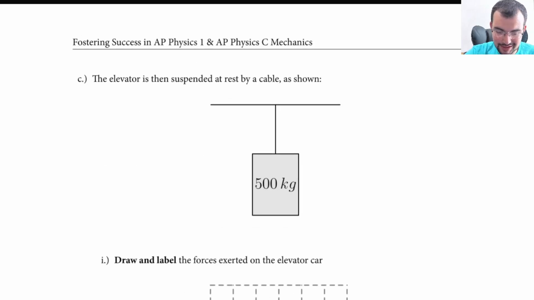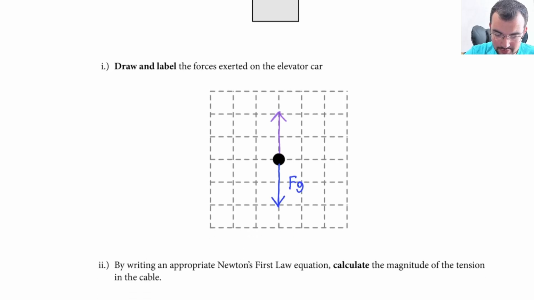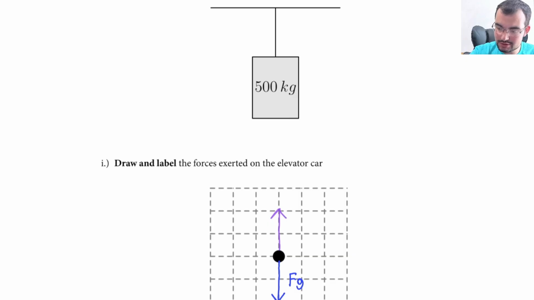accelerating. It's suspended at rest. So we can once again say the forces are balanced, but it is not a normal force, because normal force comes from being in contact with surfaces. Only when there is a surface can I include normal force. So it must be something else. And what would that be? Well, of course, it's our second balancing force, tension, because it is hanging from a cable.